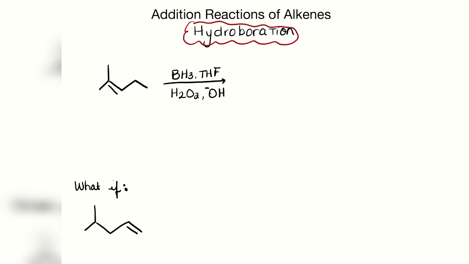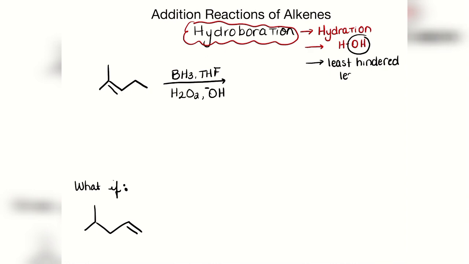When it comes to this reaction, it is called hydroboration. Hydroboration is also underneath a category called hydration. Hydration is the addition of water. In this case, when we add water for hydroboration, this OH group will always go to the least hindered side, or the less stable, whichever terminology you're comfortable with.